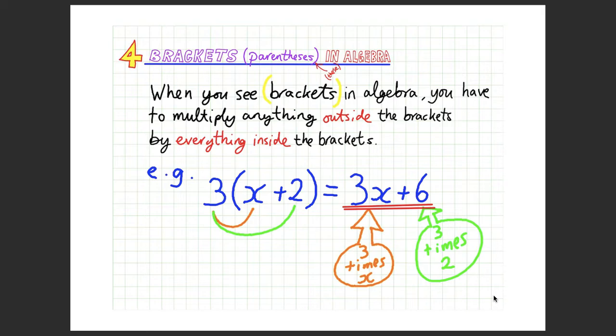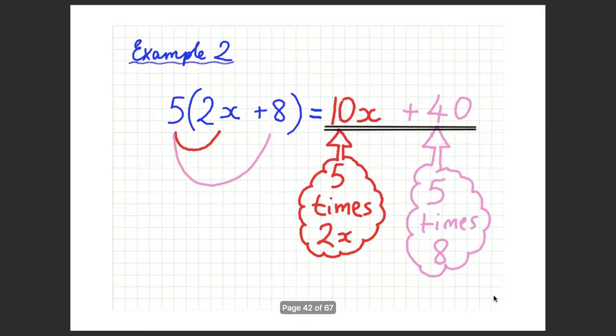So move on when you've copied that, and here's an example. 5 times brackets 2x plus 8. So you do 5 times 2x to give you 10x, and 5 times 8 to give you 40. So just jot that down, also with all the little notes underneath neatly to explain to yourself what's going on.